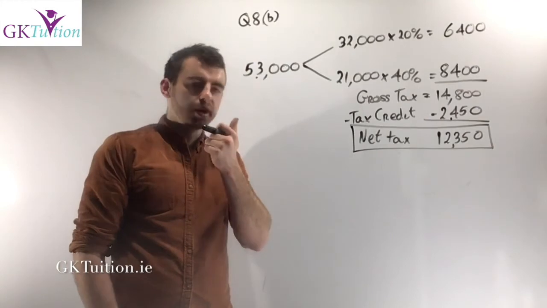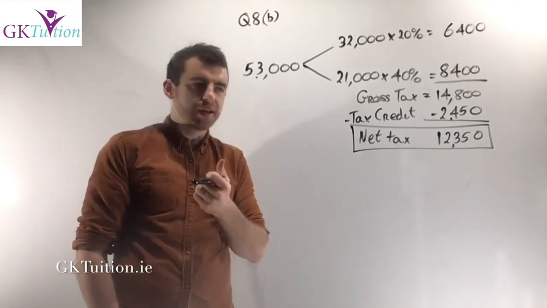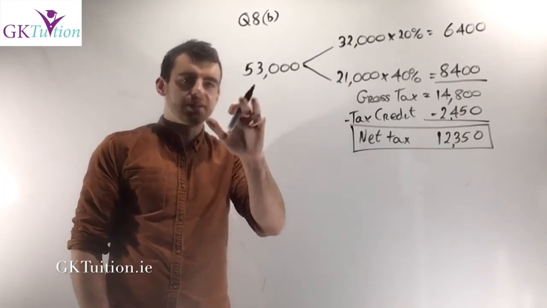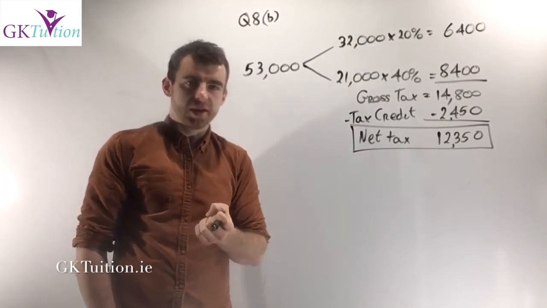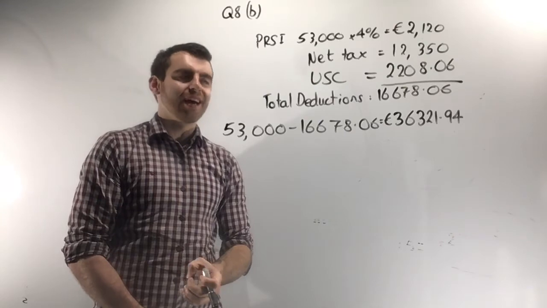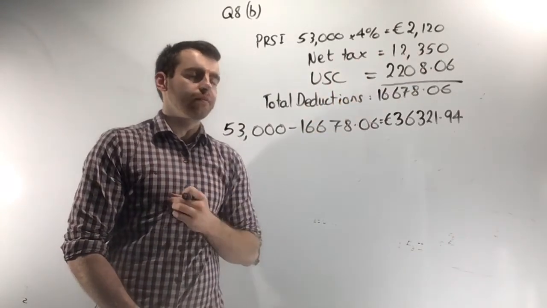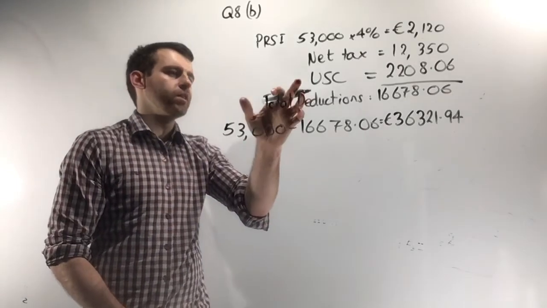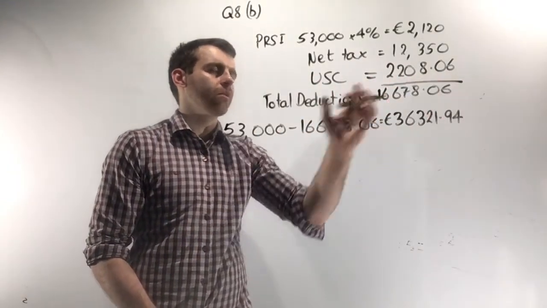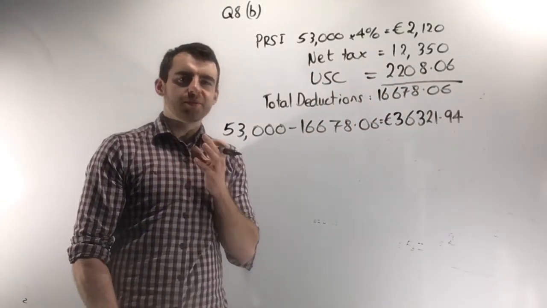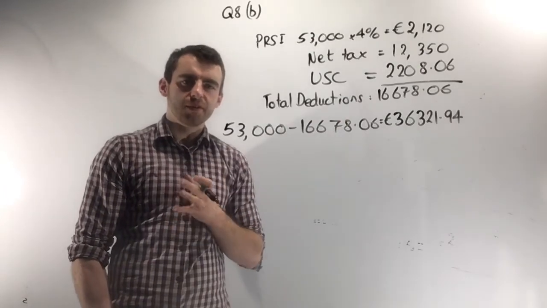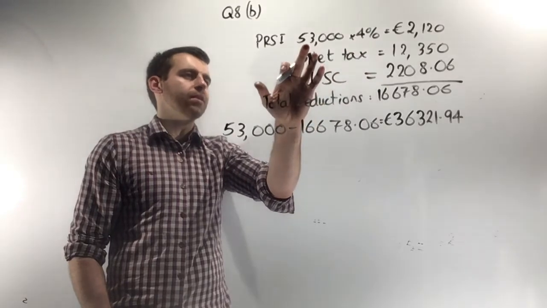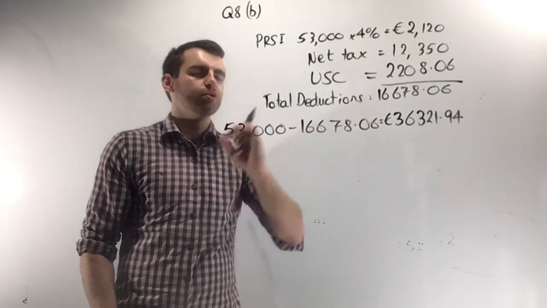Now I want to just work out how much PRSI he has to pay. I've been given his USC, so I'll just subtract the three figures from this, and that will tell me his net annual income. So we know that Sean's net tax is €12,350. That's the amount of tax he actually has to pay. We've been told his USC is 2208.06, and that his PRSI is 4% of his gross income. So to get that, it's simply 4% of 53,000, which is 2,120.